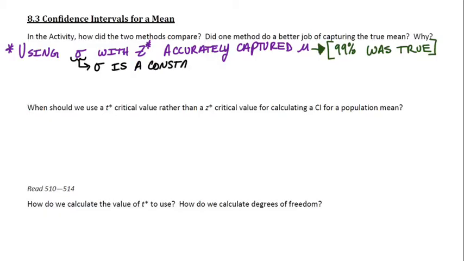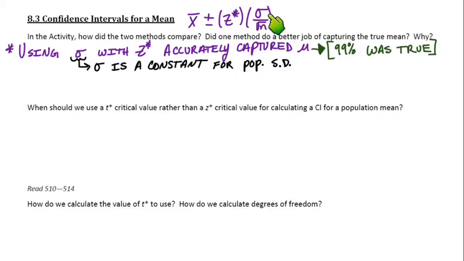Because for these intervals, the ones that were actually accurate, sigma is just a constant. It's just 40. And it stands for the population standard deviation. And those intervals that we saw were actually built on a sample mean, x bar, as the point estimate, plus or minus the z-star critical value times sigma over the square root of n. And that's the population standard deviation over the square root of the sample size. So it turns out this one worked really well.